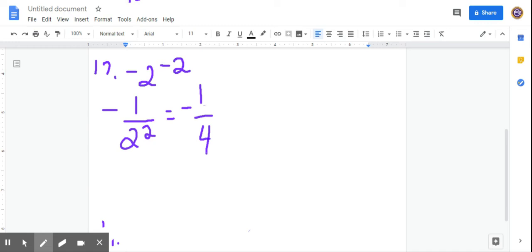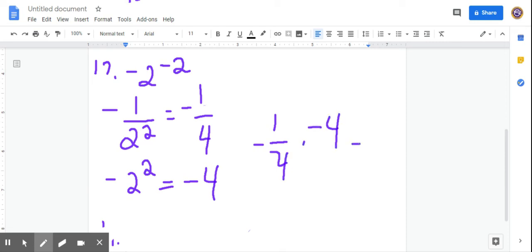So you have to decide which one is negative 4. Well, A says the opposite of 2 squared. Well, the opposite of 2 squared is the opposite of 4. So there's your answer right there, because negative 1/4 times negative 4 is positive 1. So your answer was negative 2 squared, which was A.